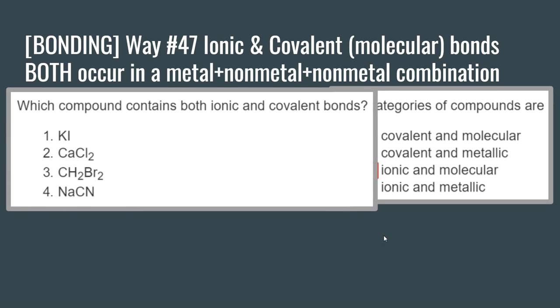Which compound contains both ionic and covalent bonds? Again, look for that metal, nonmetal, nonmetal combination. If you said choice 4, you got it correct. Sodium is a metal because it's to the left of the staircase, and both C and N are nonmetals to the right of the staircase and feature that metal, nonmetal, nonmetal combination. So both ionic and covalent bonds are present in sodium cyanide.